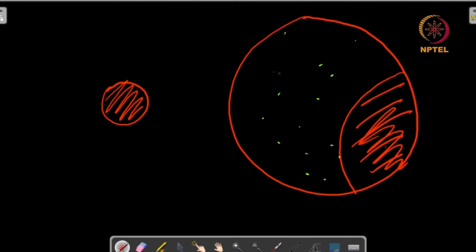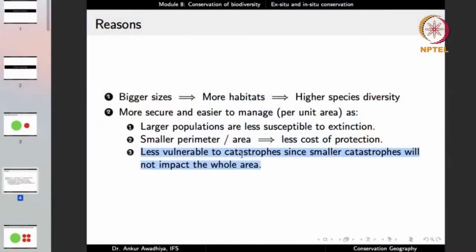If that happens, the organisms that are there in this area, after some time, they will be able to repopulate these areas that have been destroyed. So in the case of smaller catastrophes, they do not impact the whole area, and because they do not impact the whole area, a certain number of organisms do survive, and these organisms will make it possible to repopulate the whole area.